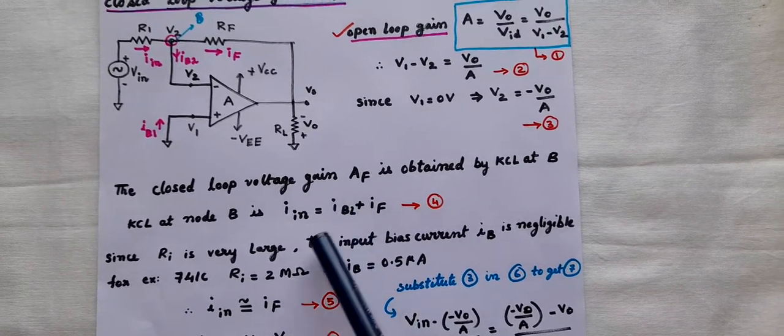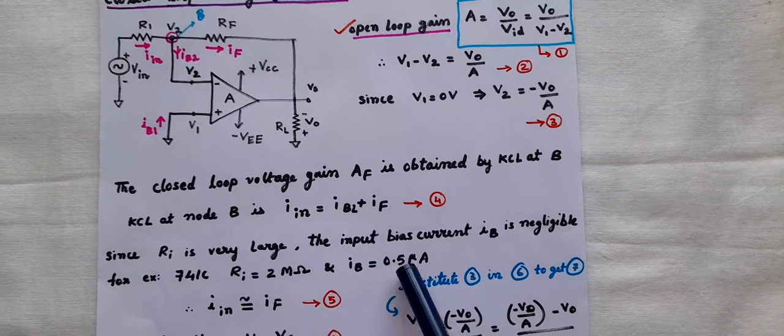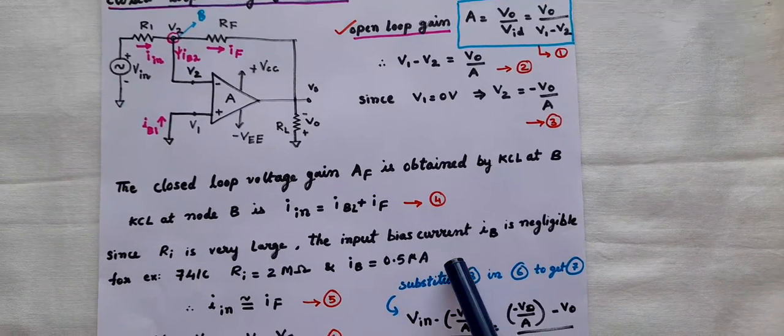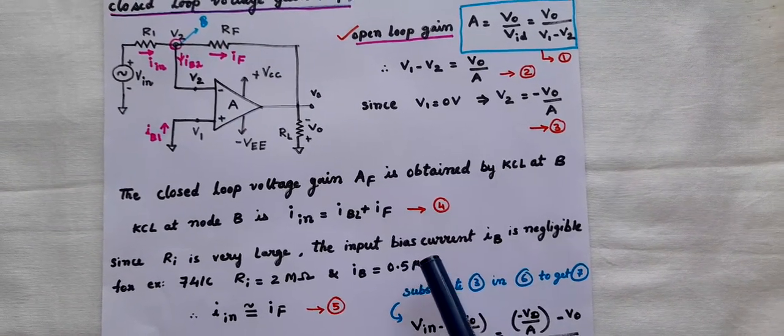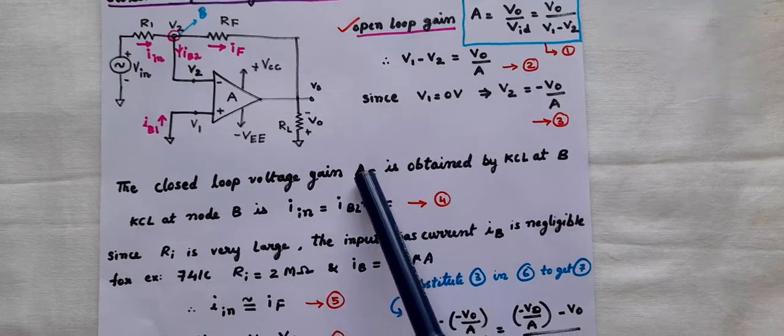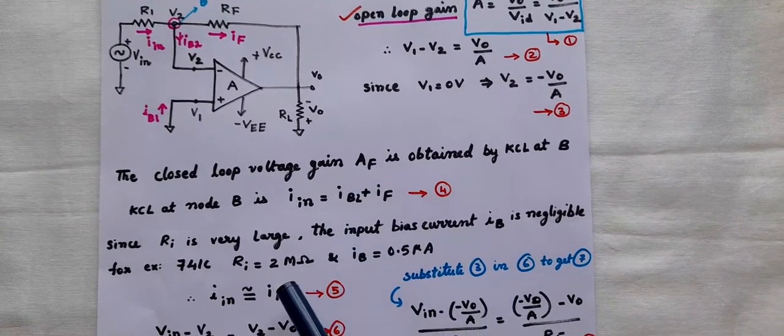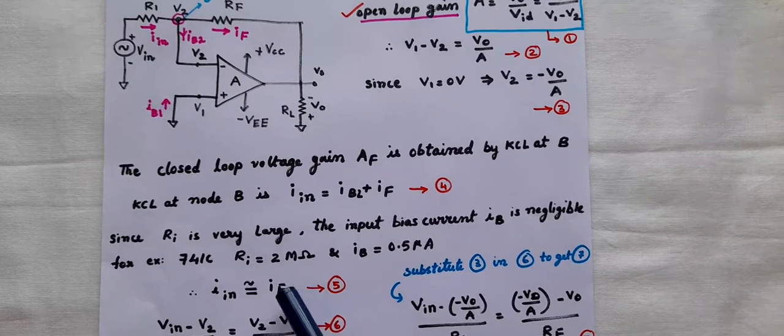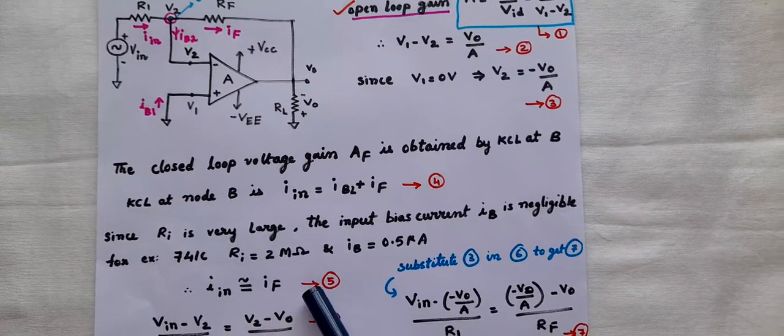What is IB? IB is equal to IB1 plus IB2 by 2. So IB is a very negligible value. So this IB2 is also neglected. We get the equation after neglecting IB: I in is approximated to IF.